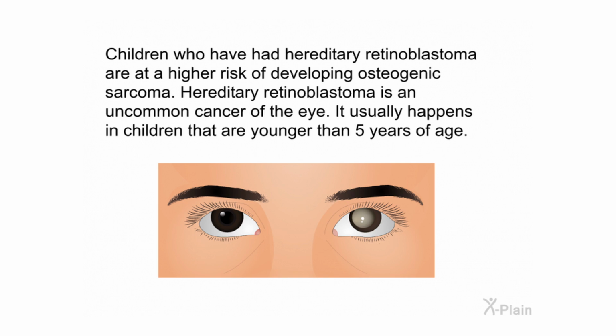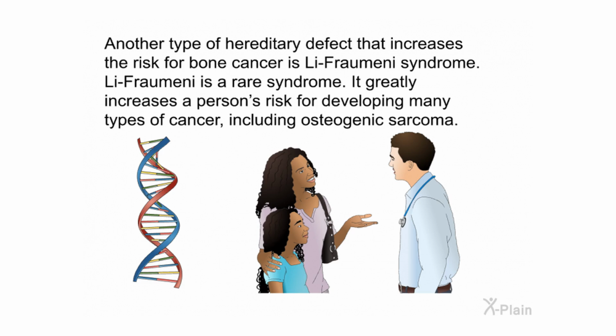Children who have had hereditary retinoblastoma are at a higher risk of developing osteogenic sarcoma. Hereditary retinoblastoma is an uncommon cancer of the eye. It usually happens in children that are younger than 5 years of age. Another type of hereditary defect that increases the risk for bone cancer is Li-Fraumeni syndrome. Li-Fraumeni is a rare syndrome. It greatly increases a person's risk for developing many types of cancer, including osteogenic sarcoma.